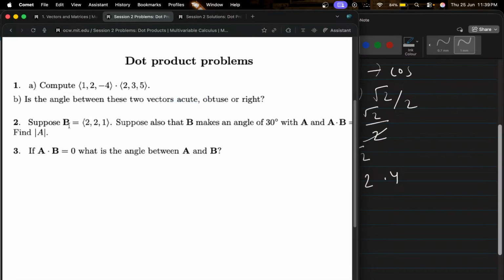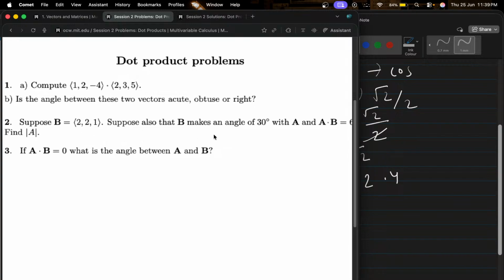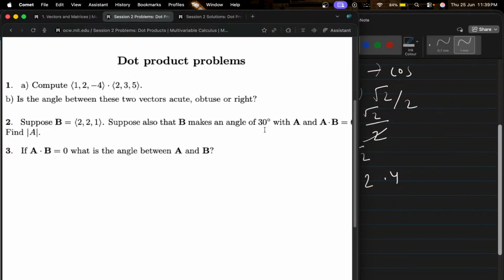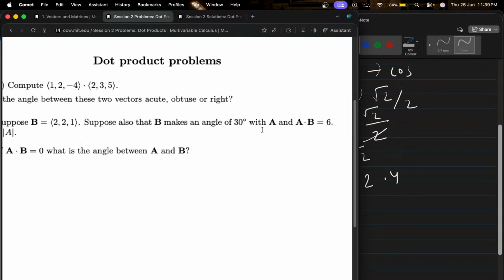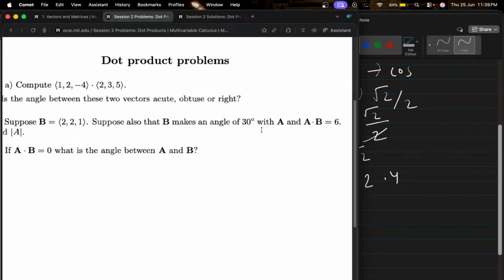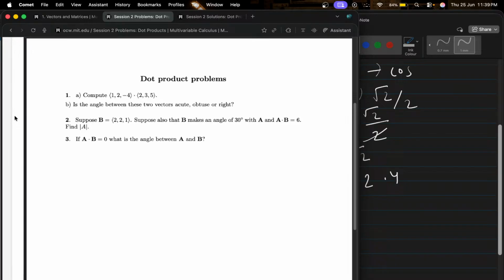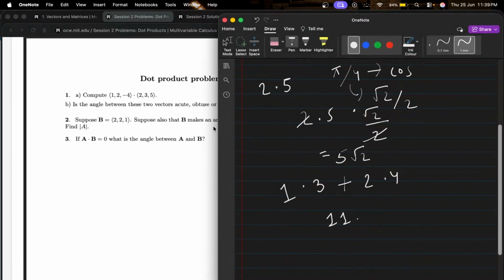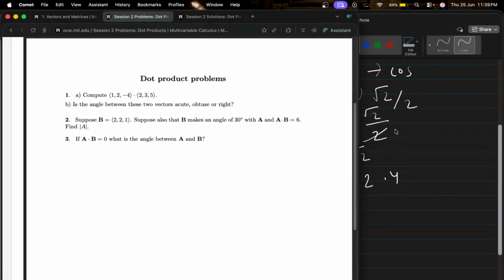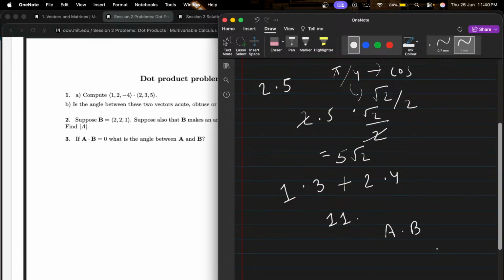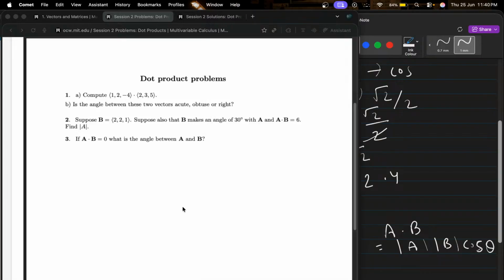So only one question remaining. Suppose this is B. B makes an angle 30 with A and AB equal to 6. Find magnitude of A. Okay, what we can do? Let's just work on the thought process. For calculation, I need trigonometric knowledge, but the thought process is important right now. So what we have studied is that A dot B equals AB cos theta. What we have, A dot B, is 6.